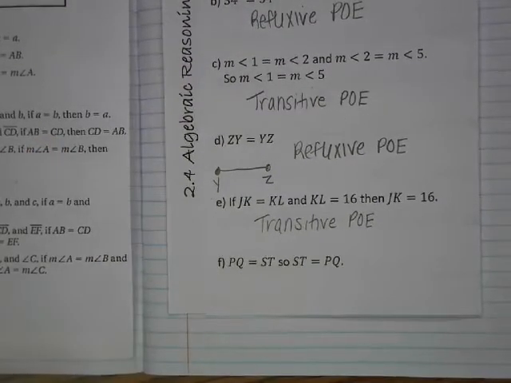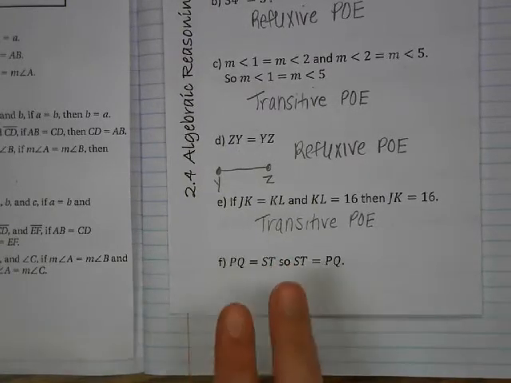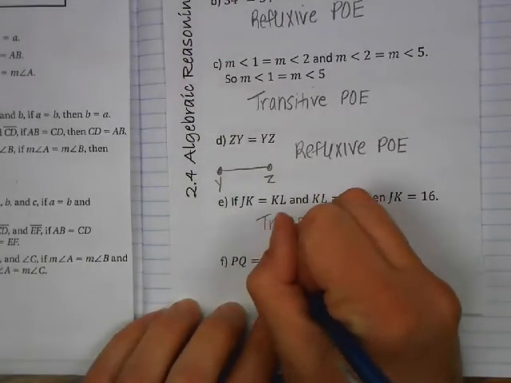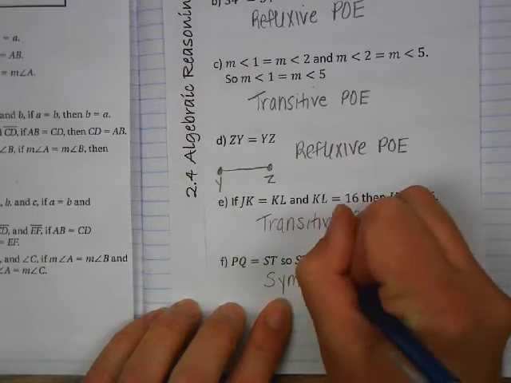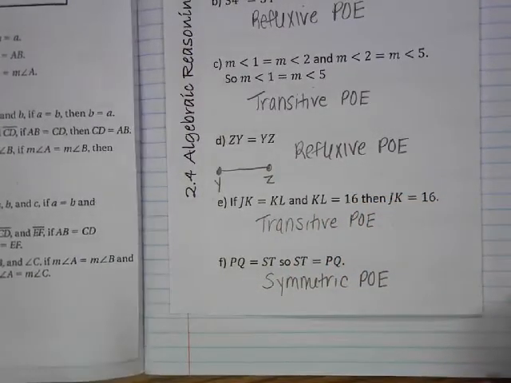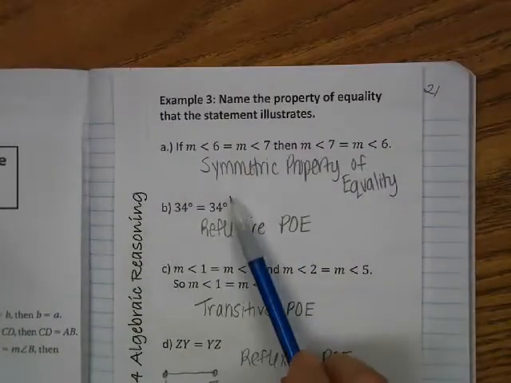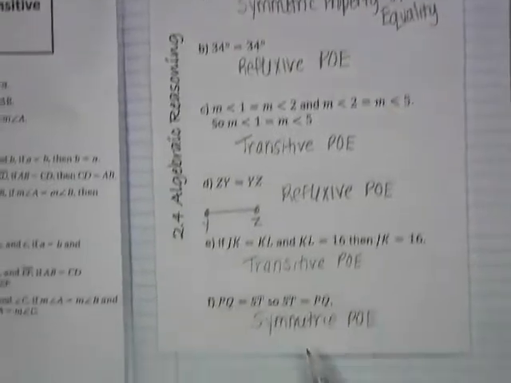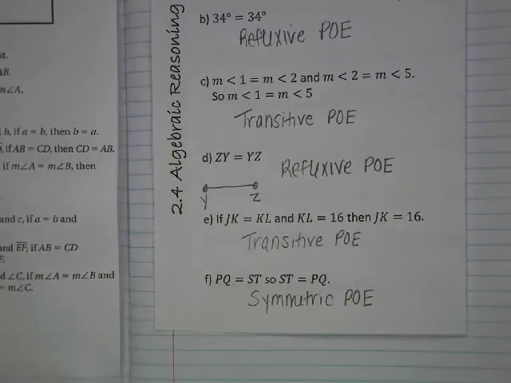And then F, PQ equals ST, so ST equals PQ. So again, we're just kind of flipping the order around the equal sign. So that's another symmetric property of equality. So A is the symmetric property of equality for angles, and F was the symmetric property of equality for segments.